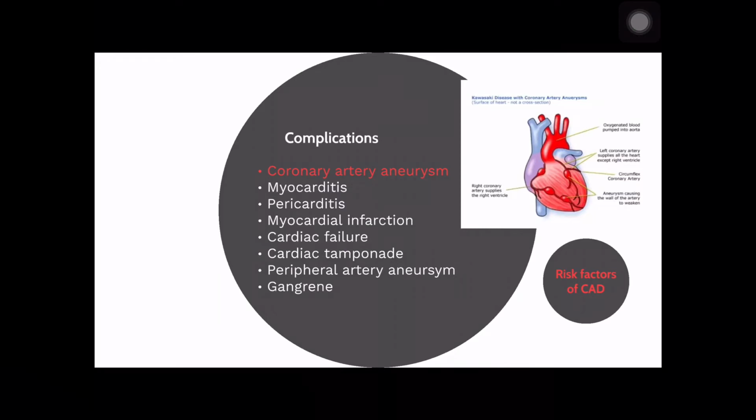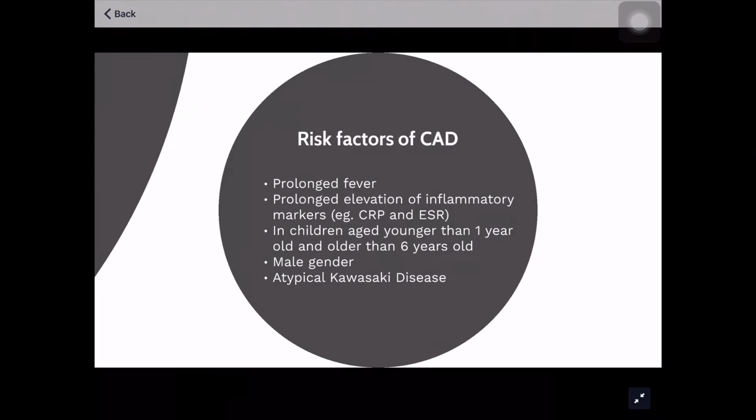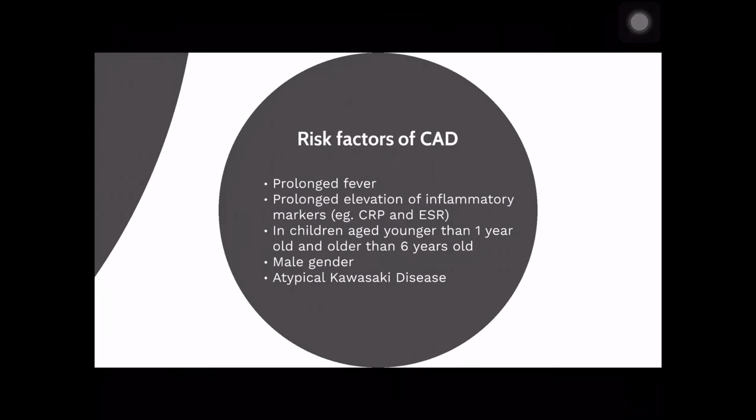Moving on to the risk factors for children with Kawasaki disease getting complications like coronary artery aneurysm: these are prolonged fever, prolonged elevation of inflammatory markers such as C-reactive protein and erythrocyte sedimentation rate, children aged younger than 1 year old and older than 6 years old, usually male gender, and children with atypical Kawasaki disease.